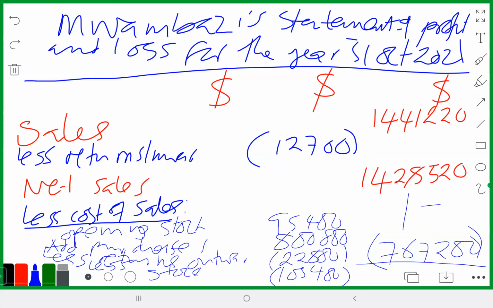So 661,320. Okay. Or 661,320. Is that right? Yes. Okay. This is our gross profit. For the sake of the space on my board, allow me to erase this and add something else.